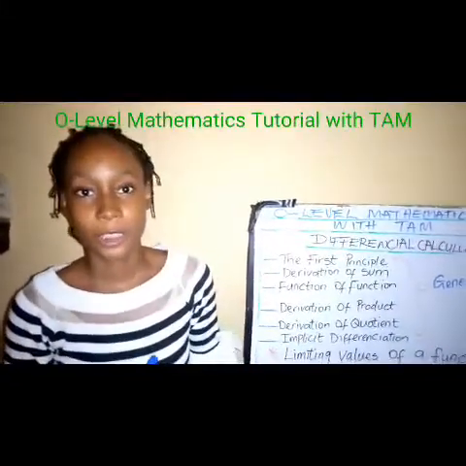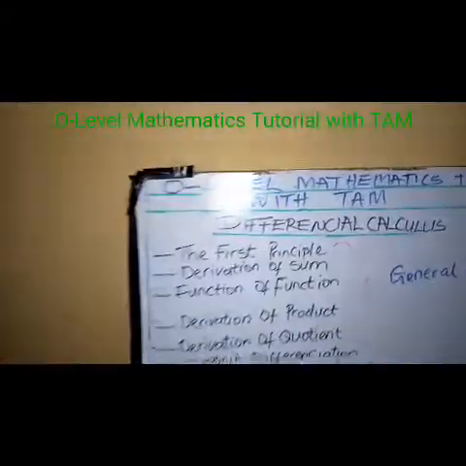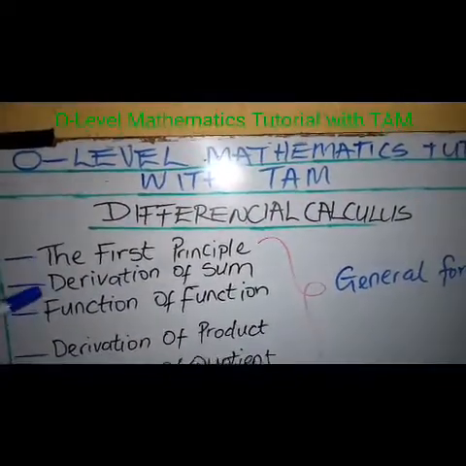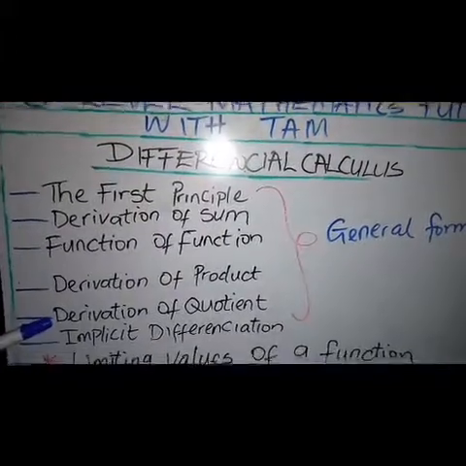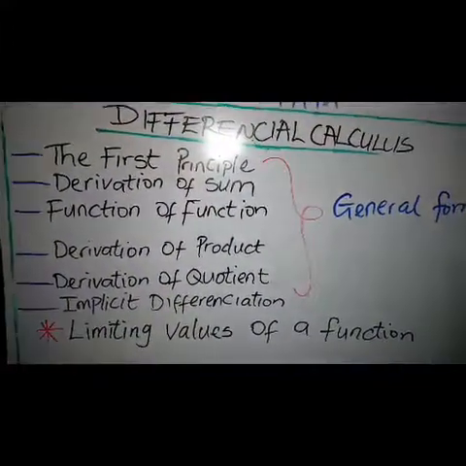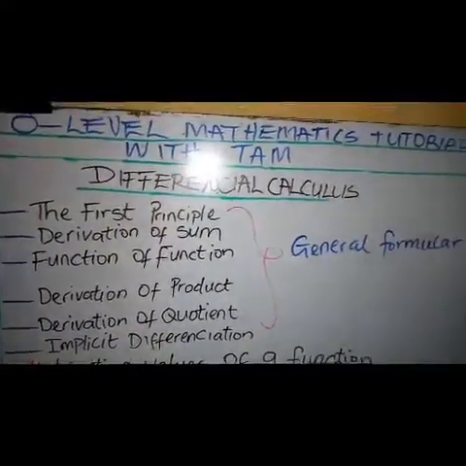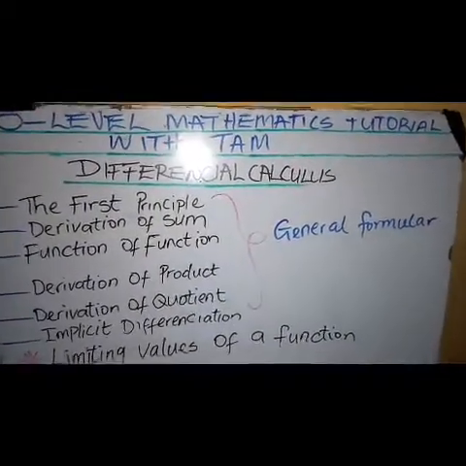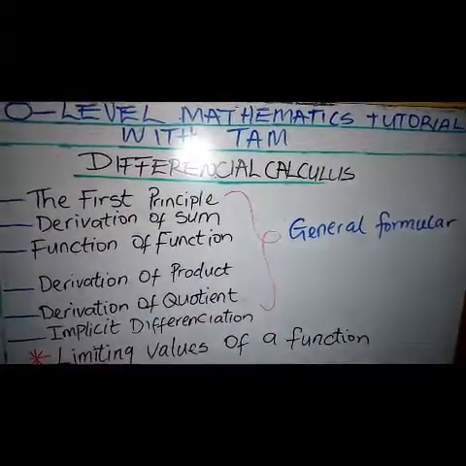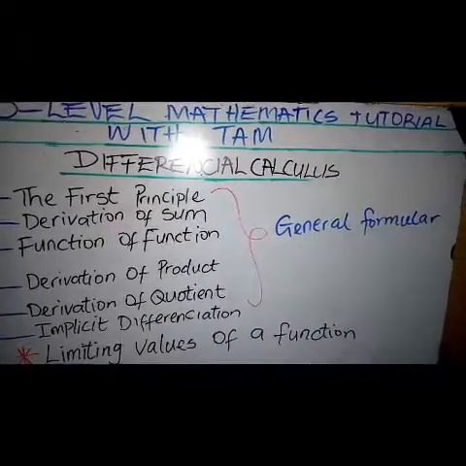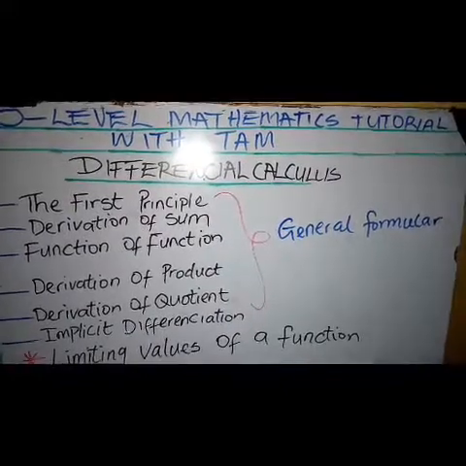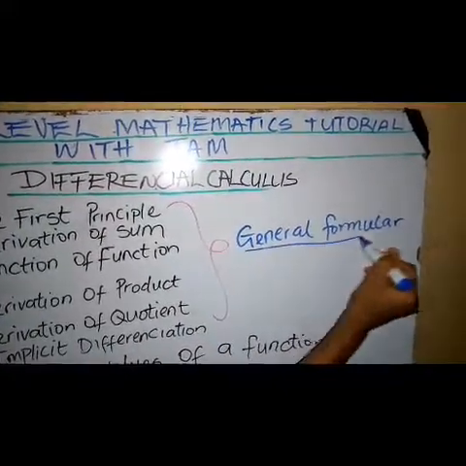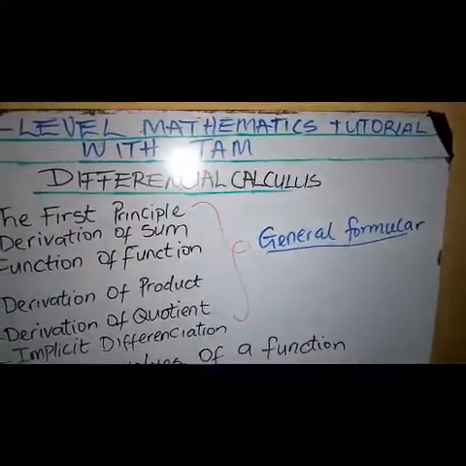Today we'll be talking about differential calculus. Methods for calculating differential calculus: we have the first principle, derivation of sum, function of function, derivation of product, derivation of quotient, and implicit differentiation. The method to be used depends on the question given, because different questions require different approaches to solve. But while dealing with all these five methods, we have to use the general formula, so you have to have knowledge of the general formula.